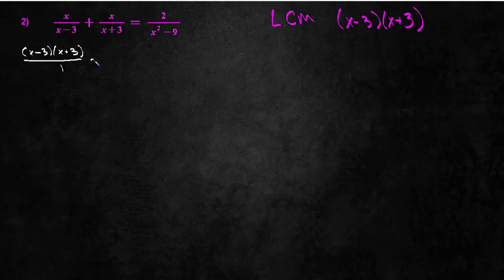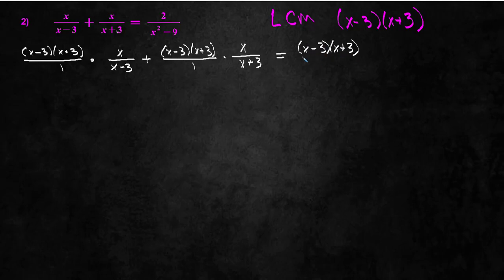Over 1 times x minus 3 divided by x minus 3, plus x minus 3 times x plus 3 over 1 times what was there, x over x plus 3, equals x minus 3 times x plus 3 over 1. And I'll go ahead and write out my denominator factored that we just found on the previous page.